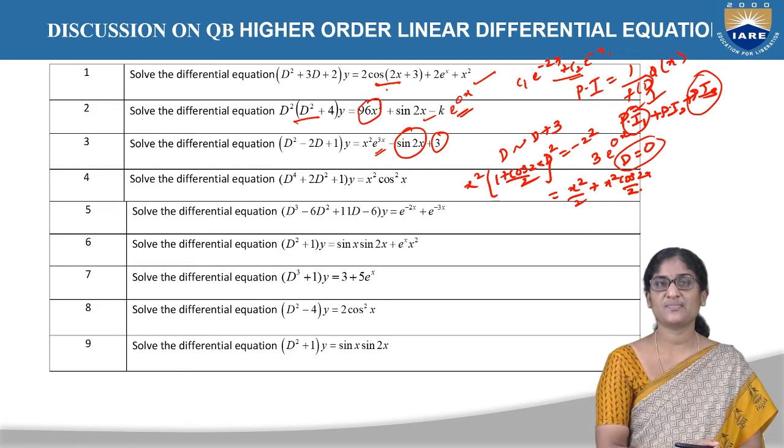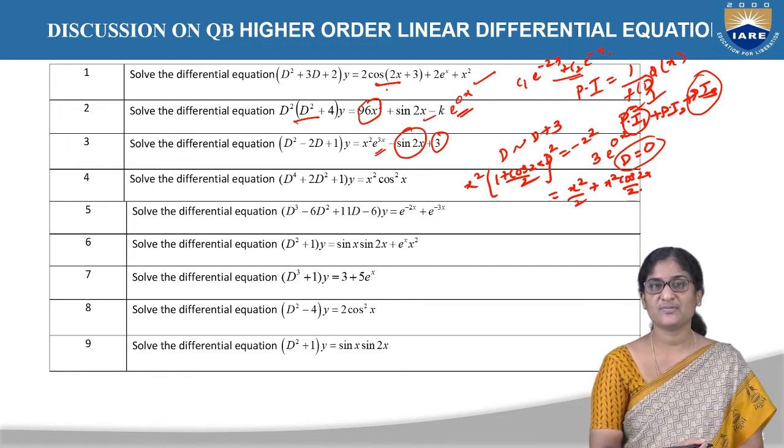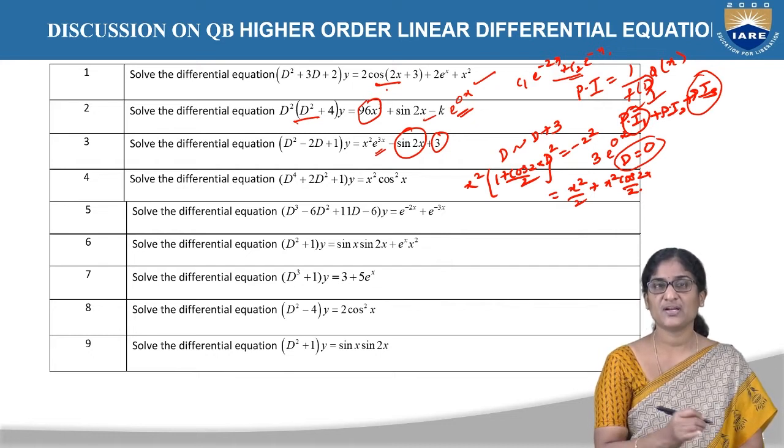cos 2x can be written as the real part of e to the power of 2i theta, and we can use the exponential form and shift D to D + 2i and get rid of the exponential, then again use the binomial expansions. So these questions are very lengthy.